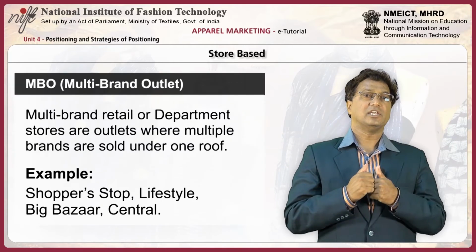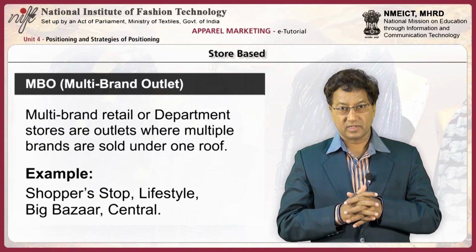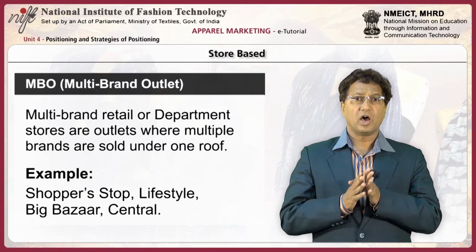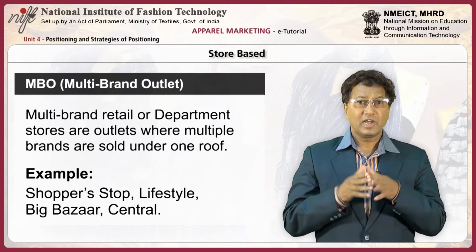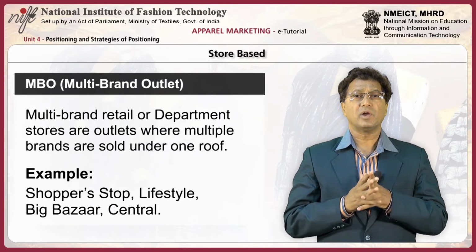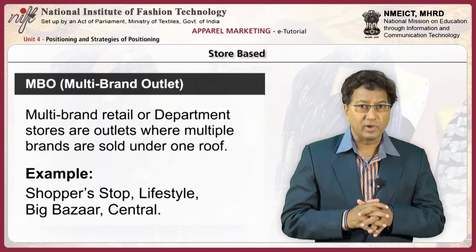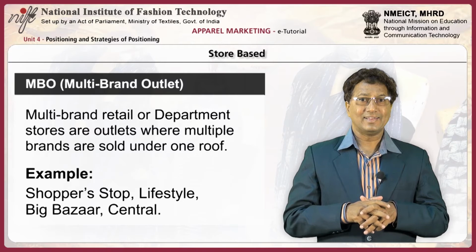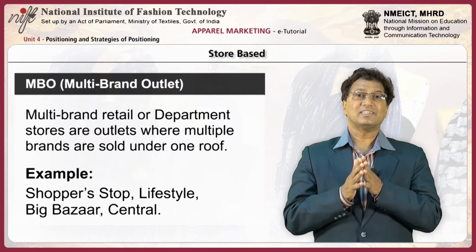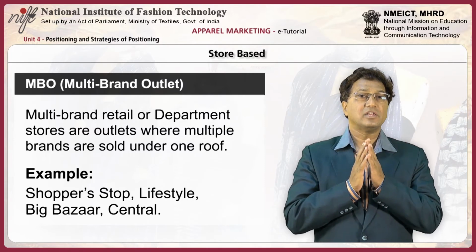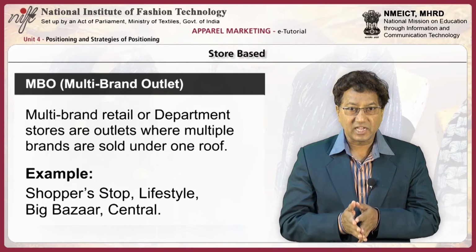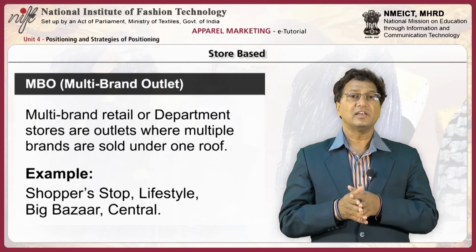The next one is multi-brand outlet. A multi-brand retail or departmental store is an outlet where multiple brands are sold under one roof. The major advantage of an MBO format is that it generates more footfalls because the customers get wider choice. For example, Shopper Stop, Lifestyle, Big Bazaar, Central, etc.